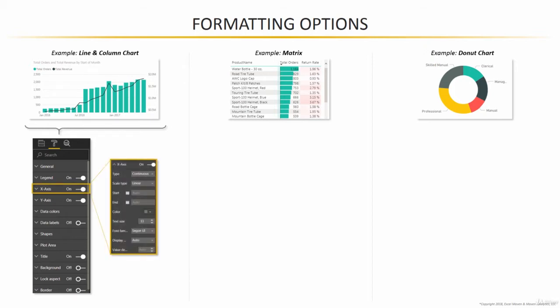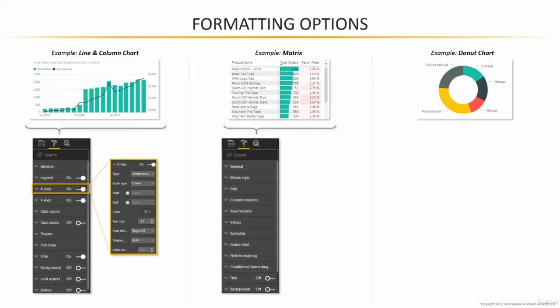So just within the X-axis formatting options, for instance, you can change the type, the scale type, you can fix a starting or ending value, update the color, text size, font, and display mode. So these menus are packed with options, and those options, like everything else, dynamically update based on what you're working with. Now for the matrix view, you'll see a slightly different set of options here.